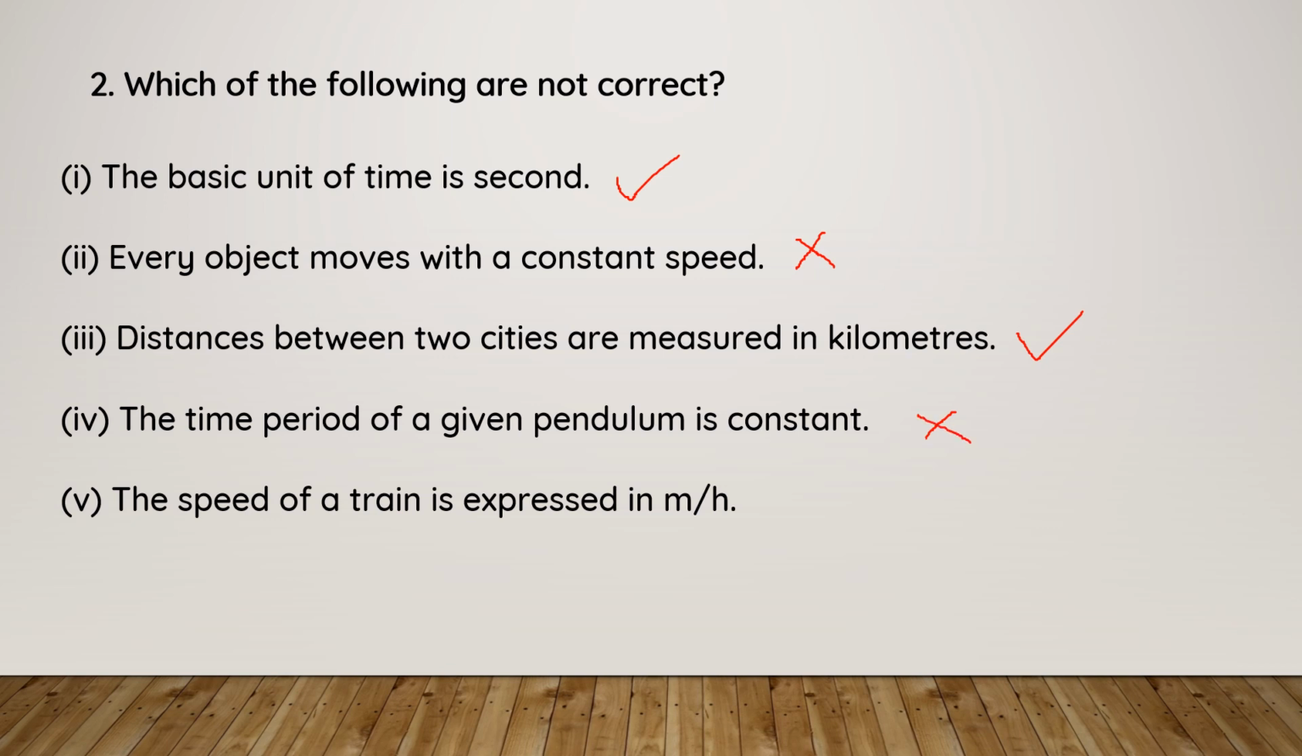Fifth one, the speed of a train is expressed in meter per hour. That statement is also correct. The speed of a train is expressed in kilometer per hour or meter per hour. Both are correct.